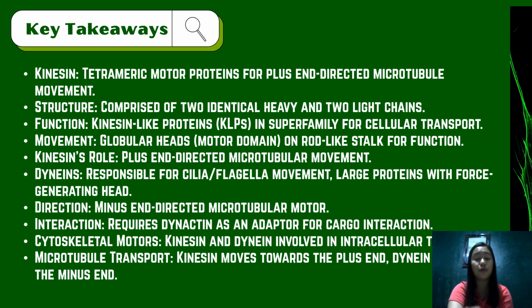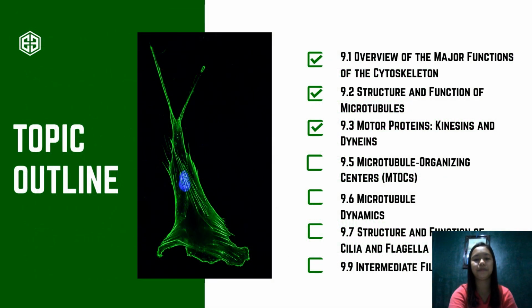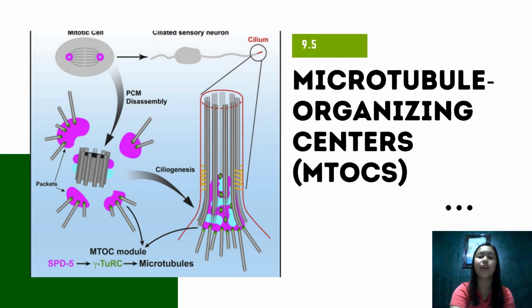Kahit na opposing yung directions nila, yung kinesins and dyneins, nagko-collaborate sila, ensuring na may bidirectional transport doon sa axons na mahalaga para sa cellular organization and pag-function ng isang nerve cell. Yari na tayo sa motor proteins, kinesins, and dyneins. Ngayon, mag-proceed tayo sa microtubule organizing centers or MTOCs.